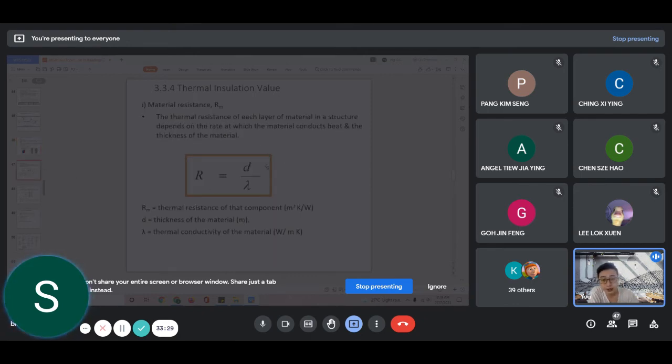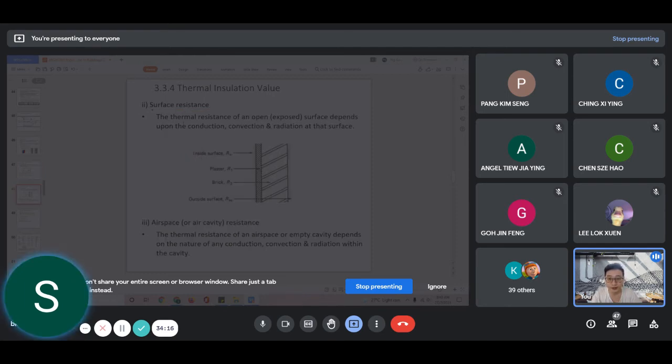So this thermal resistance can be represented by this formula when it comes to material, where R is the value of the thermal resistance of the component, equals D, how thick the material is, divided by the thermal conductivity of the material. So basically, you just divide the thickness by the thermal conductivity of the material. This value will be given to you, and also this value will be given to you if you have an exam. So this is the case when you have a material.